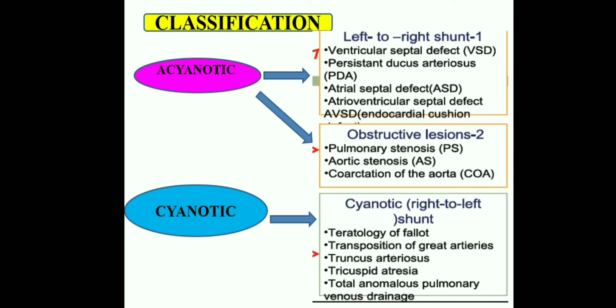This whole congenital malformations class depends on this classification: which condition comes under the cyanotic or acyanotic, and whether it is an obstructive lesion. You should know this classification by heart; it is very important.